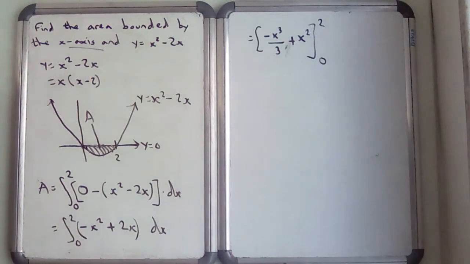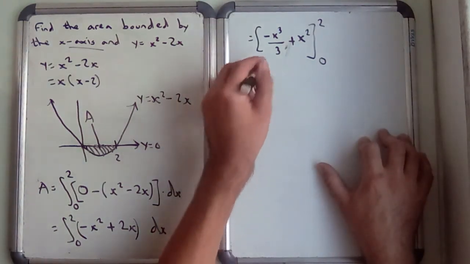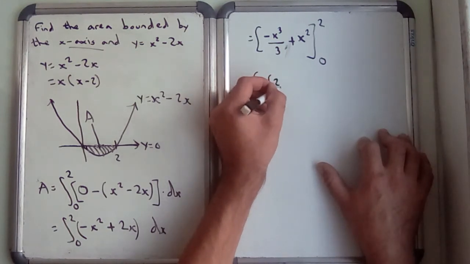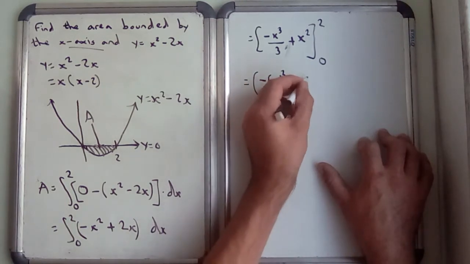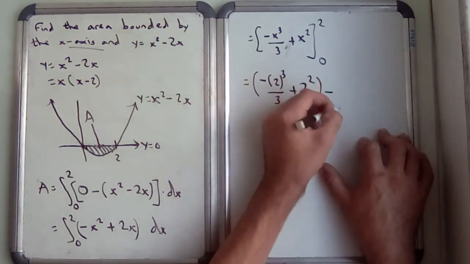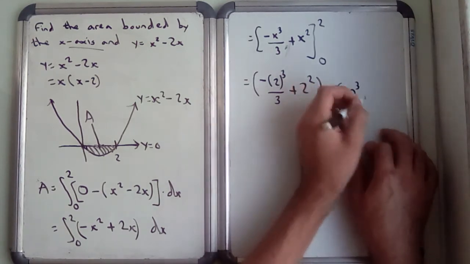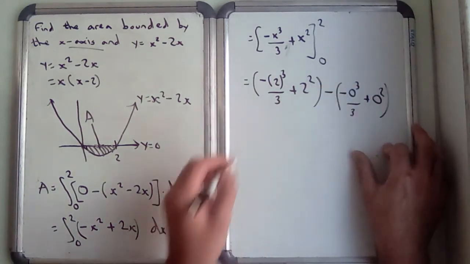So that means we plug 2 into here, we plug 0 into there, and we take one away from the other. So it equals minus 2 cubed over 3 plus 2 squared, minus, oh, it's just 0, minus 0 cubed over 3 plus 0 squared. So the second bracket is obviously 0.